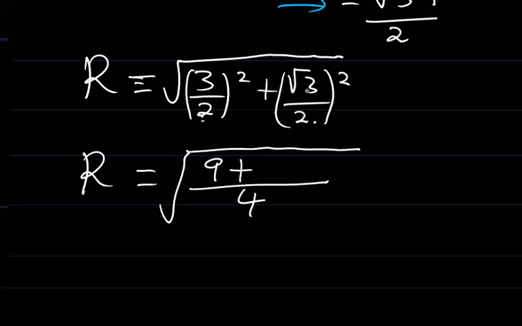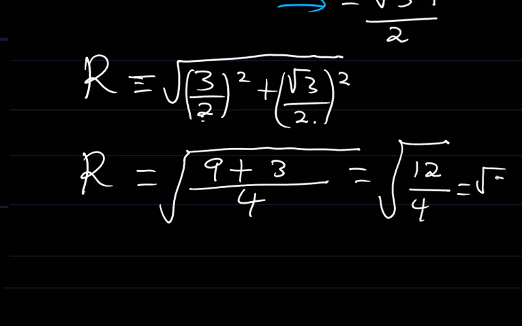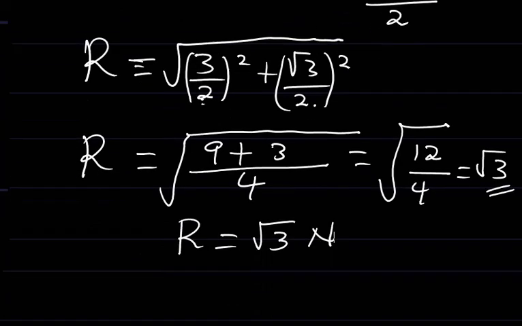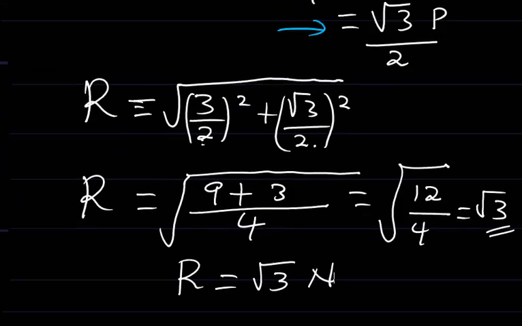Then of course, root 3 squared is actually 3. So if you add this up, this is going to be 12 all over 4. So everything is the square root of 3. So the resultant is square root of 3 Newton. Okay, I hope that is well understood.